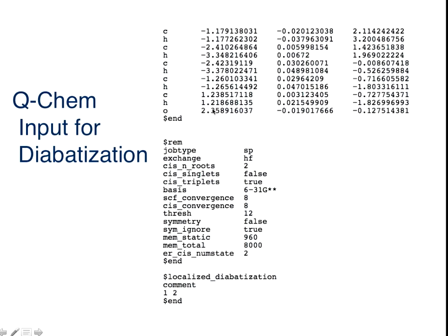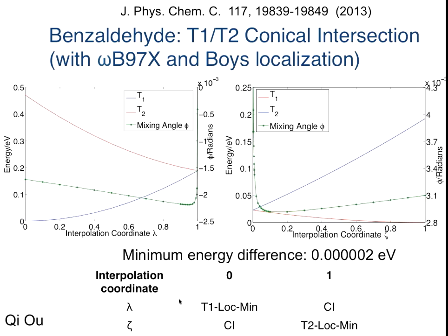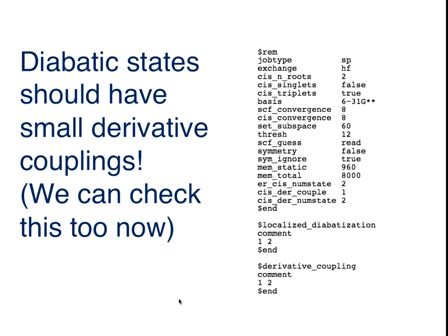Here's the tip end of the molecule. I didn't have time to show you the whole molecule. This is for the Clauss system. Again, all you have to do, if you want to do ER localized diabatization, is just say, I want to look at two states. I want to do ER, and I want to diabatize the first and second state. This is all publicly available now in Q-Chem. I'll skip the benzaldehyde and go right to the Clauss system.